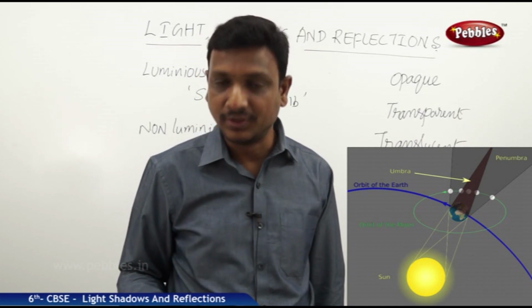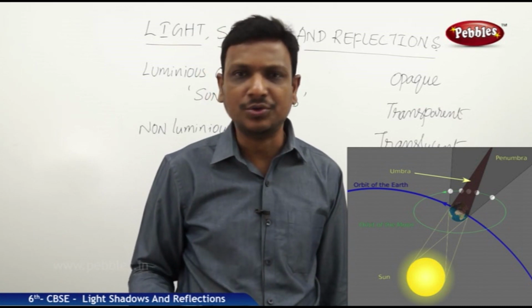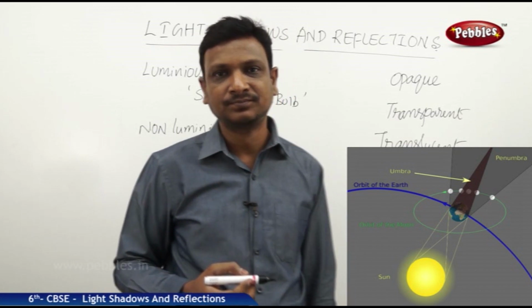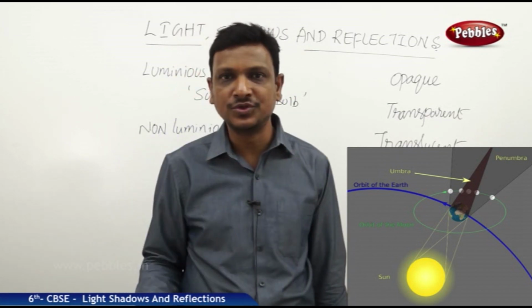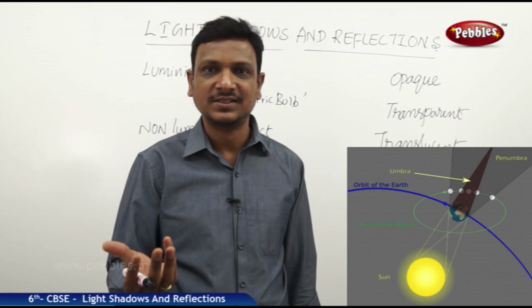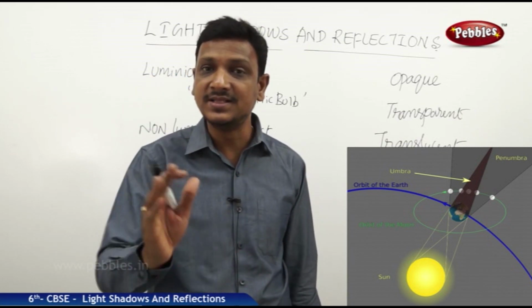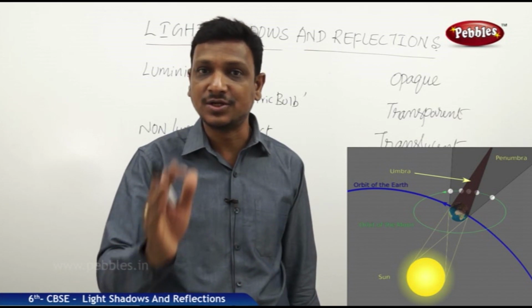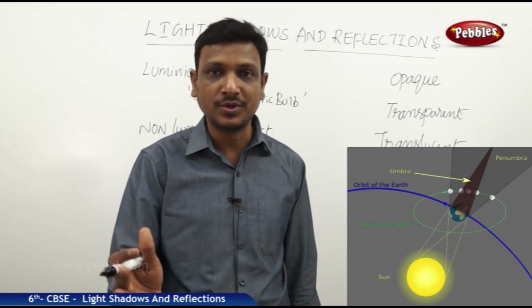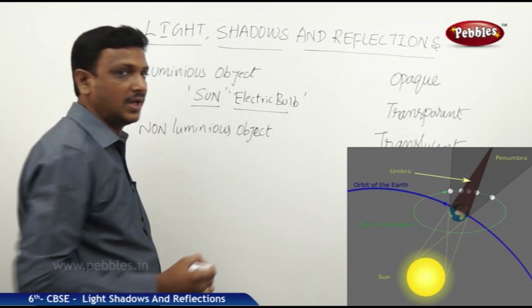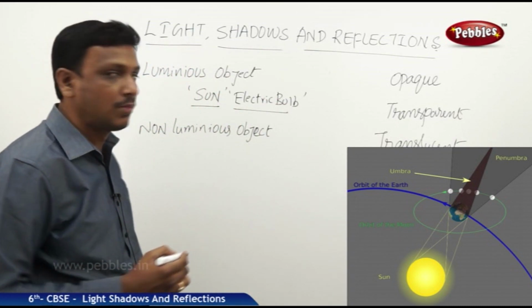Moon, can you say moon? No. Moon does not produce any light on its own. Moon is just reflecting the light of sun. The sunlight falls on the moon, so the moon shines. The moon is reflecting the light of sun. It's not emitting the light. It's not producing the light of its own. So moon you cannot say it is a luminous object. Sun and electric bulb are examples of luminous bodies.